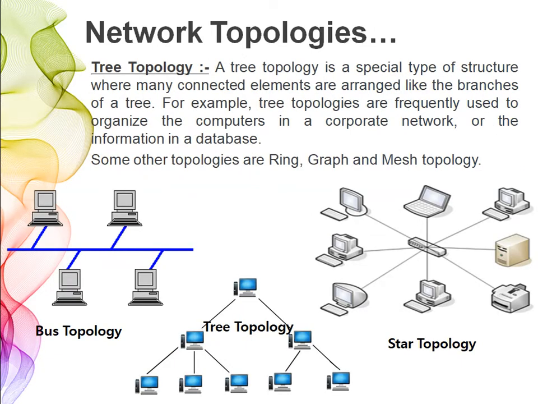Next we have tree topology. A tree topology is a special type of structure where many connected elements are arranged like the branches of a tree. For example, tree topologies are frequently used to organize the computers in a corporate network or the information in a database. In tree topology, you have a root, then branches, and then sub branches. There are some other topologies also, like ring topology, graph, and mesh topology. But in your syllabus, only these 3 topologies have been mentioned.